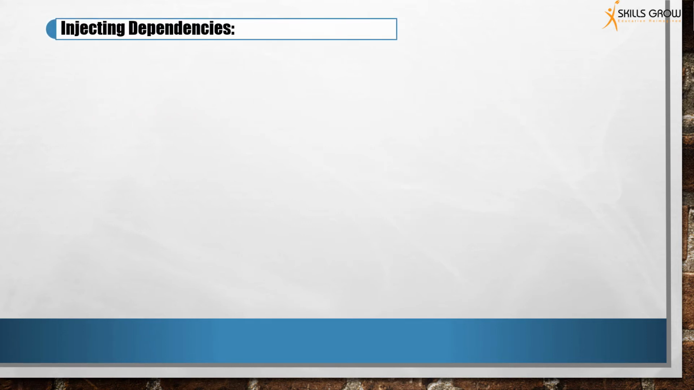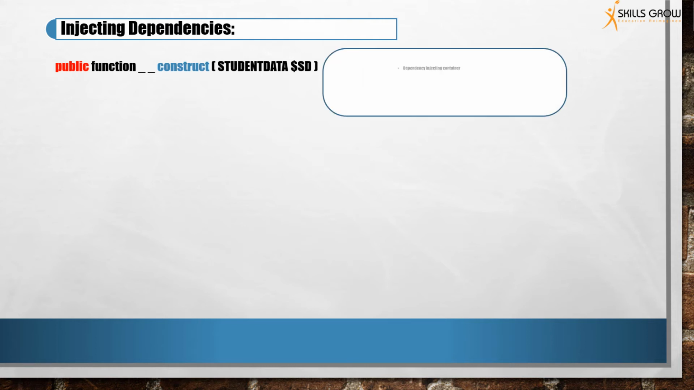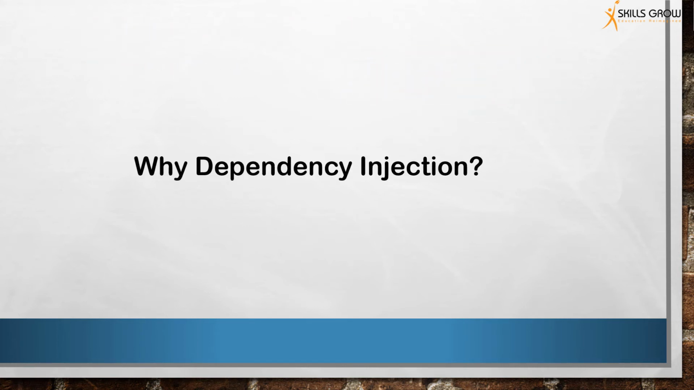Now let us see how to inject dependencies. Injecting dependencies means that we should not instantiate the dependencies in the class with a new operator. Rather, take it as a constructor parameter or with a setter as shown here. Here, we do not need a dependency injection container or a class or an object to do it. But why dependency injection? Why should we inject dependencies in the first place?